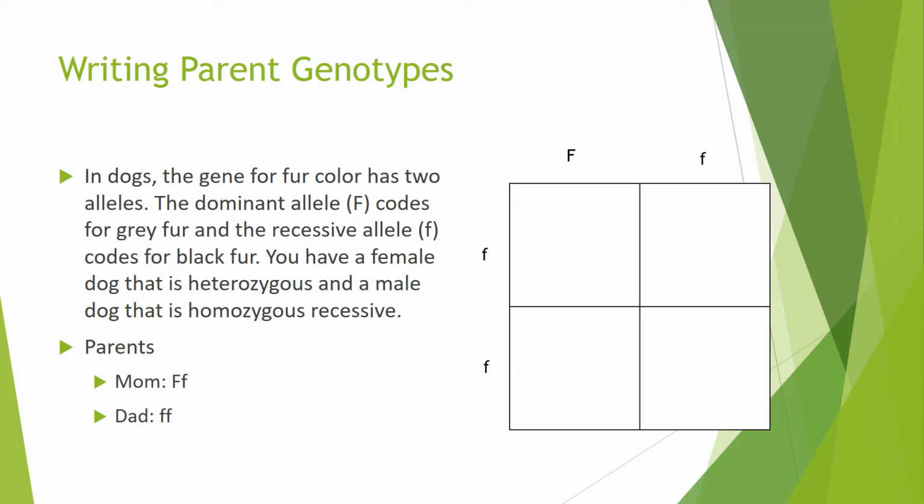But now we have both parent genotypes written in the proper places, so we're going to be able to fill out our square in our next step. So be sure that you're filling this out on example 1, step C. Make sure you fill in those parent genotypes on the square that's provided.